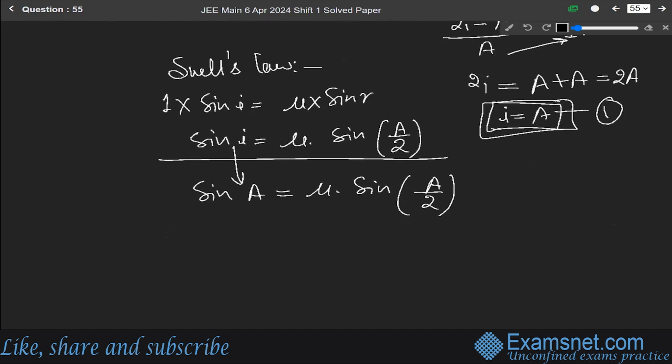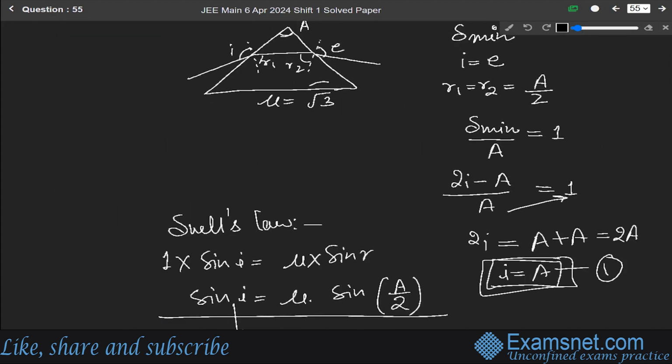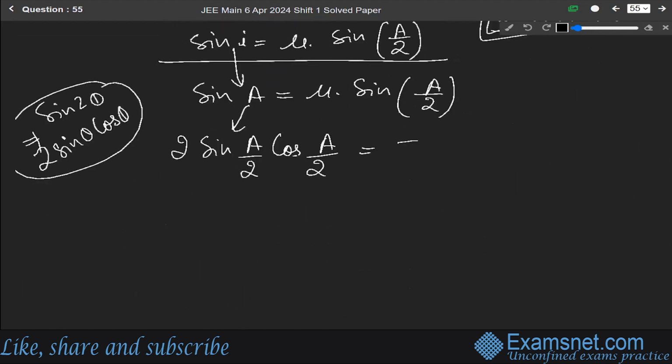So for this, we can write sine A as 2 sine A by 2 cos A by 2, since we know the formula, sine 2 theta equals 2 sine theta cos theta. So using this formula, in place of sine A, I have written 2 sine A by 2 cos A by 2 equals mu. Mu is given as root 3. So write root 3 sine A by 2. So solving it, sine A by 2 cancels.